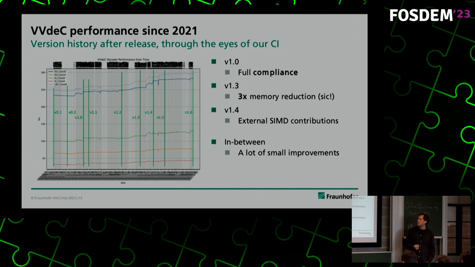In 1.4, we got a major performance boost based on external contributions on GitHub. So this was really nice to see. And in between, we really had a lot of small improvements, and as you can see in the graphs, it does add up.